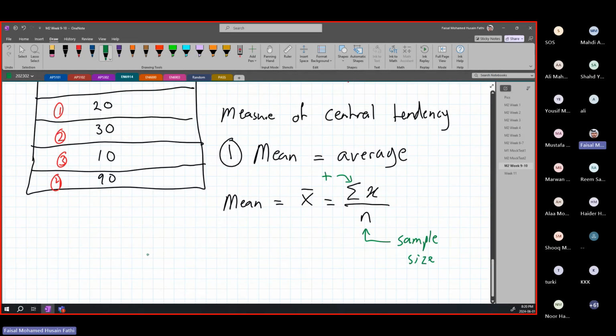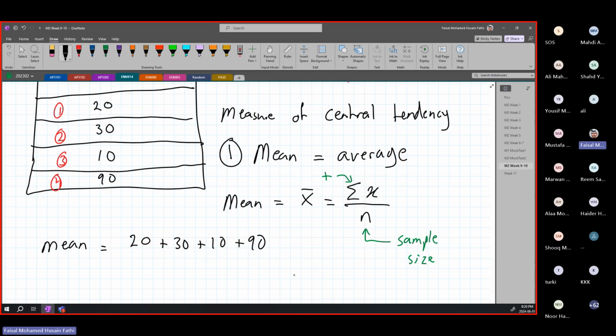So in this case, the mean, or I should say the average or mean, same thing. If we want to get the class average for these grades, it is going to be 20 plus 30 plus 10 plus 90. So we are summing up all our data values, and then we are going to divide by the number of values that we have, which is 1, 2, 3, and 4.